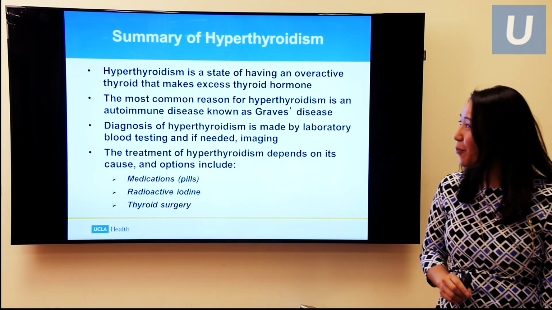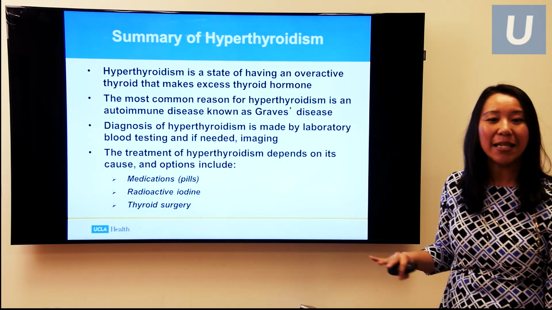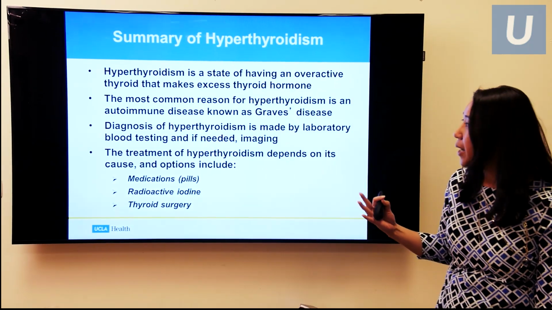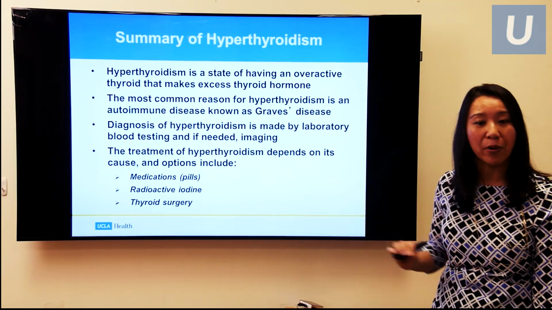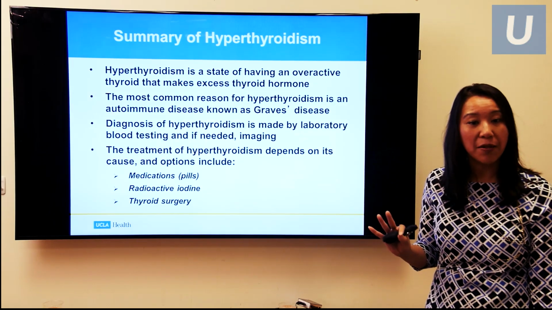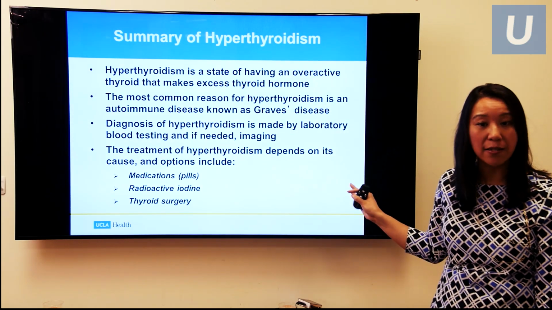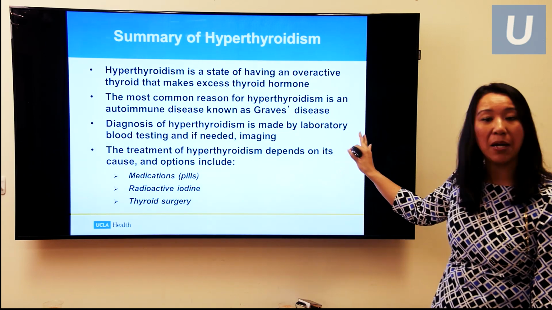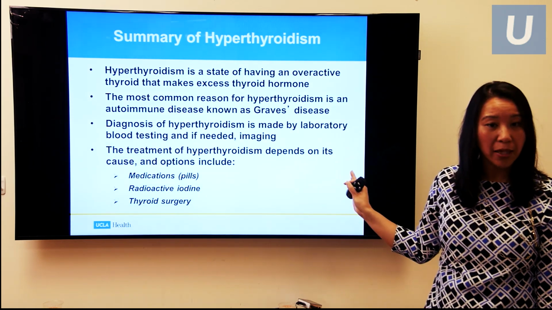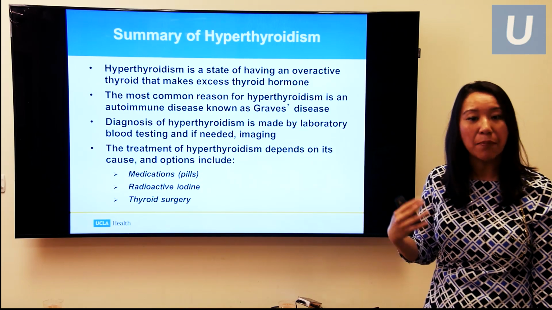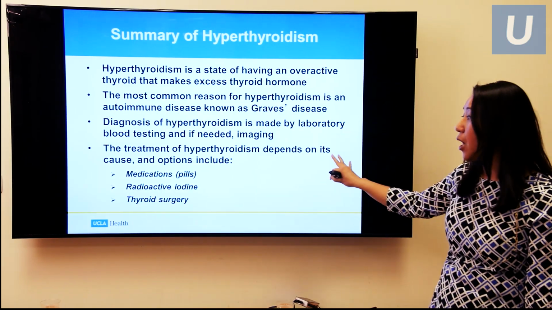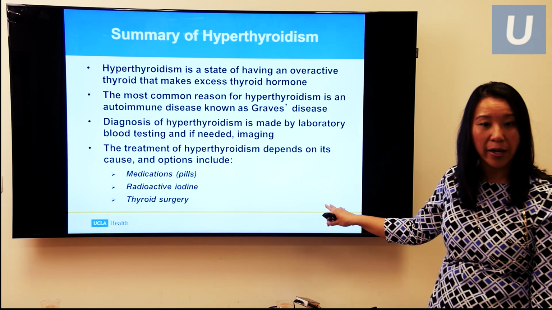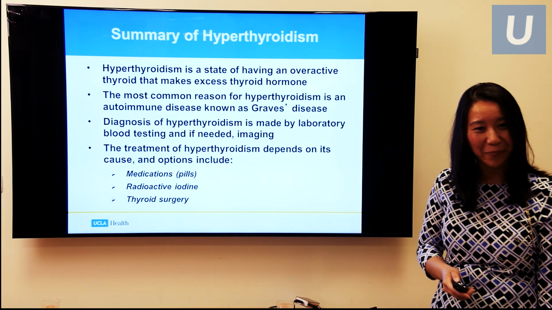And so in summary, for hyperthyroidism, it's a state of having too much thyroid hormone, an overactive thyroid. The most common cause for hyperthyroidism at about 70% of the time is something called Graves' disease. It's an autoimmune disease. The diagnosis of hyperthyroidism is made by a combination of these laboratory blood tests and then, if needed, some imaging. And the treatment are 3 options, either medication pills, radioactive iodine, or thyroid surgery.